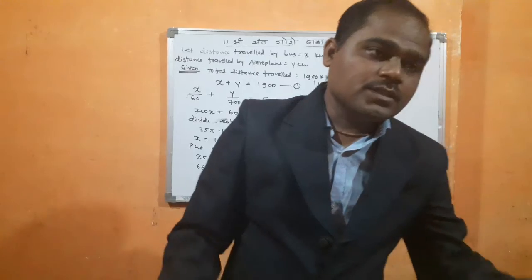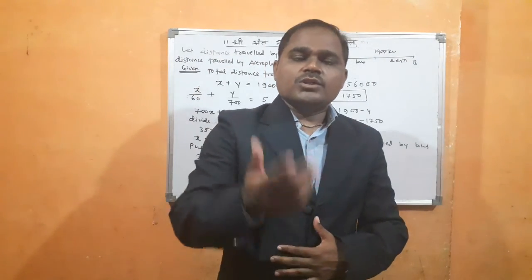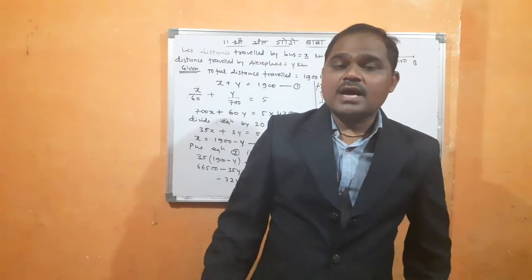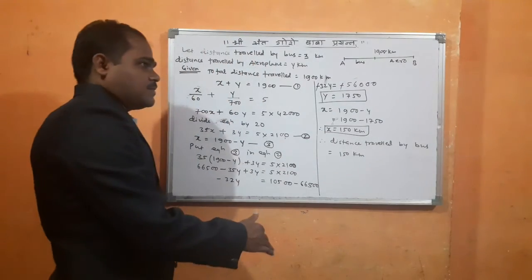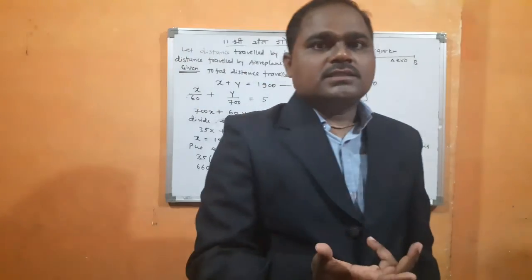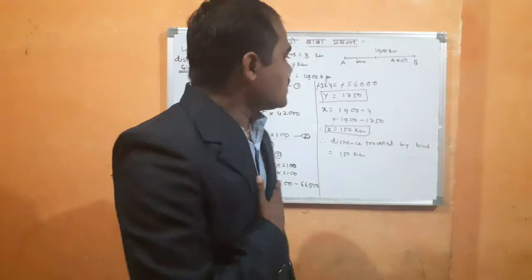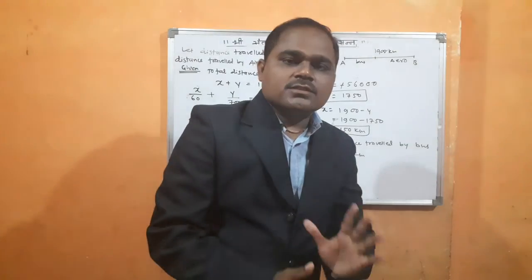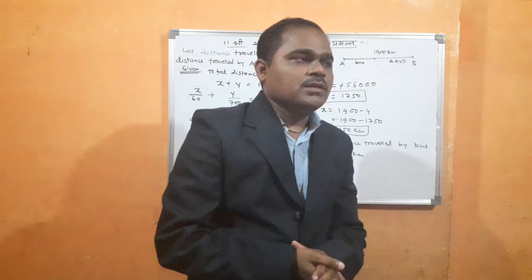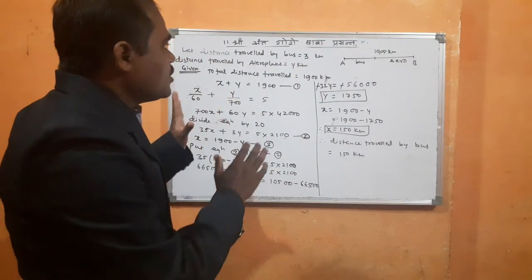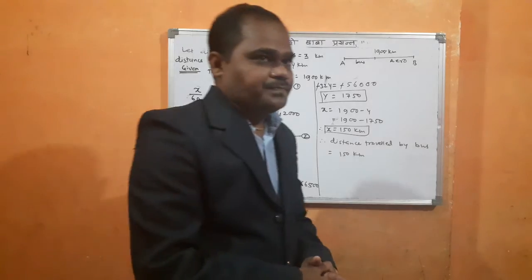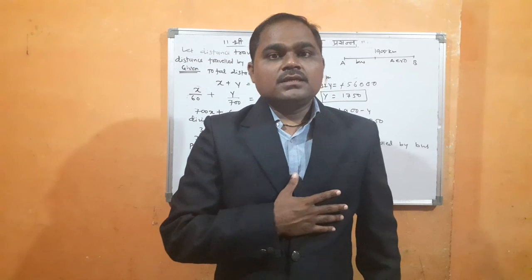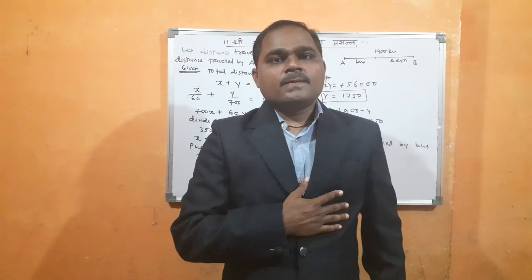We have solved this question in both ways. That means it is not necessary that the board will ask you to find the distance traveled by bus. They can also ask the question in the way, find the distance traveled by aeroplane. So we have solved this question in both ways, distance traveled by bus and distance traveled by aeroplane. So this is all about linear equation in two variable practice set 1.5. This is the last question of this exercise.